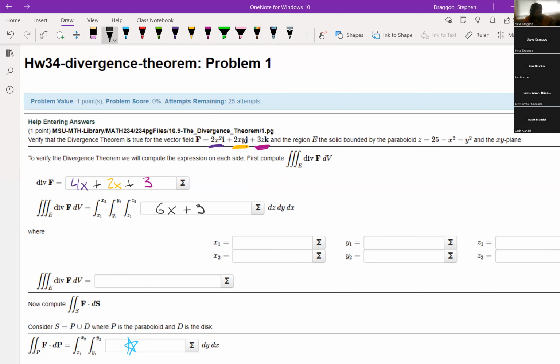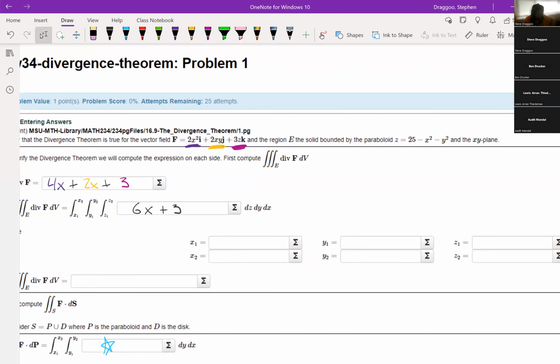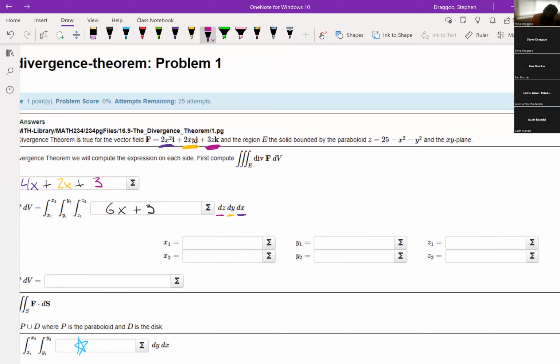It wants us to set up bounds again. So let's see what we've got. We are integrating over a paraboloid. And if we look at our bounds real quick, it says do z first, then y, then x. So our solid is going to be bounded by the paraboloid 25 minus x squared minus y squared and the xy plane, which is the plane z equals 0. So our z bounds are 0 and 25 minus x squared minus y squared.